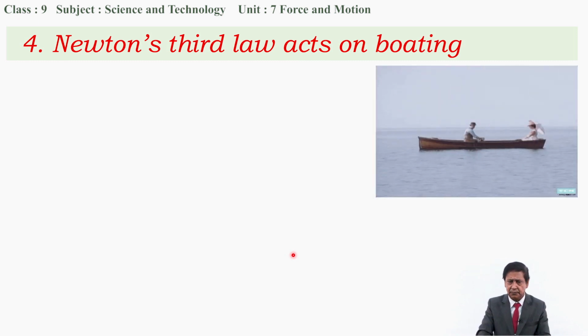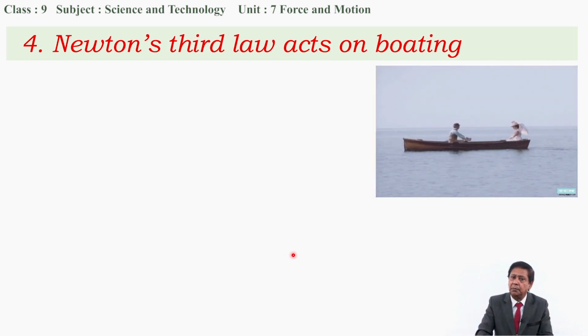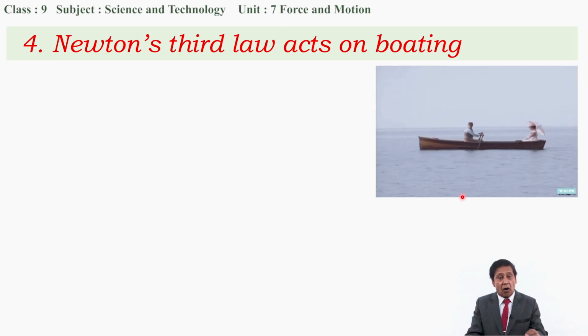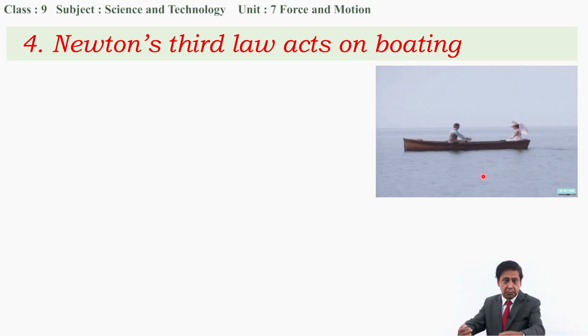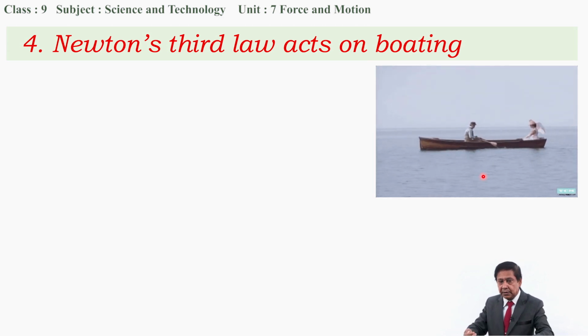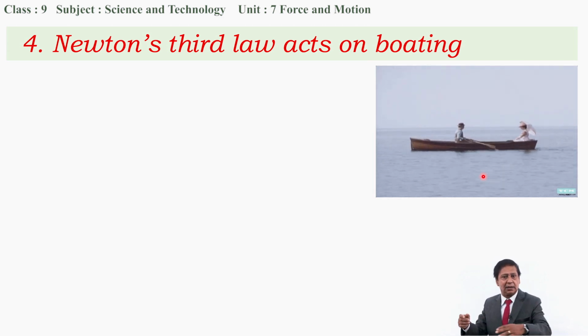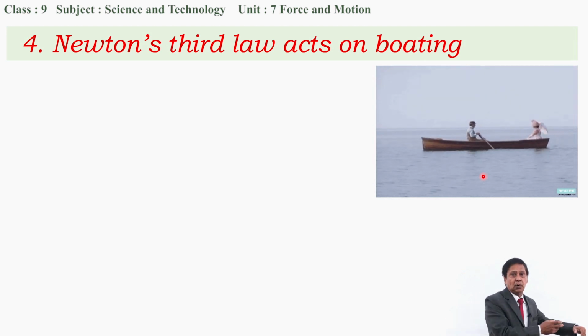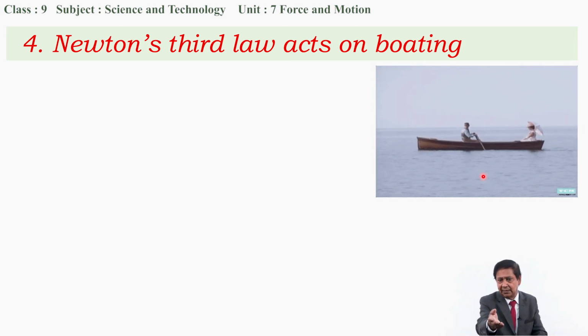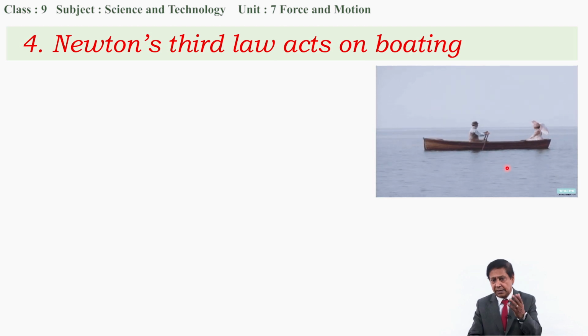Look at this. This is a boating process. A man is moving oars in the forward direction. I mean to say, the oar is moved forward and water is pushed forward, and the boat is moving backward. And why does it happen? Because here Newton's third law of motion is acting.